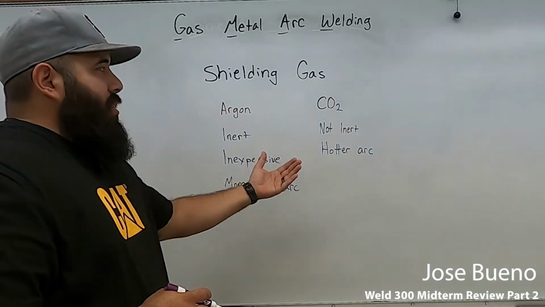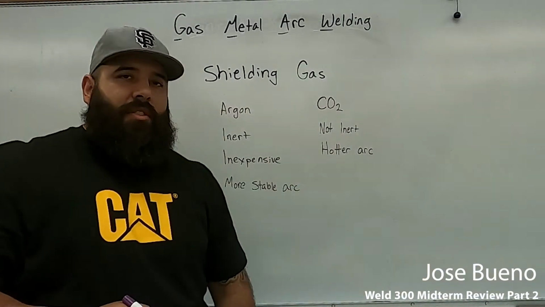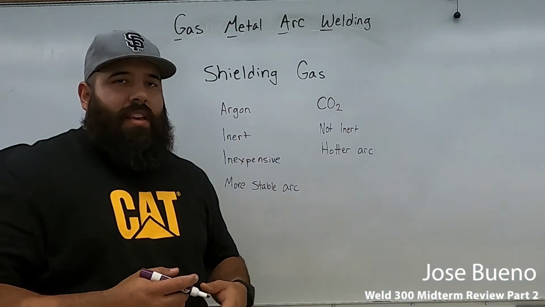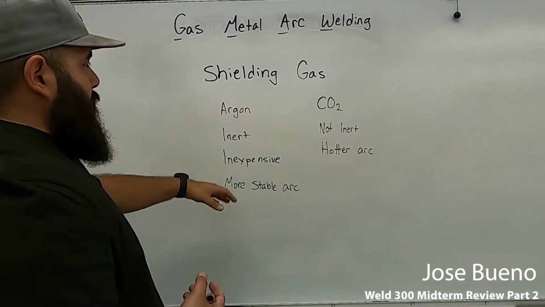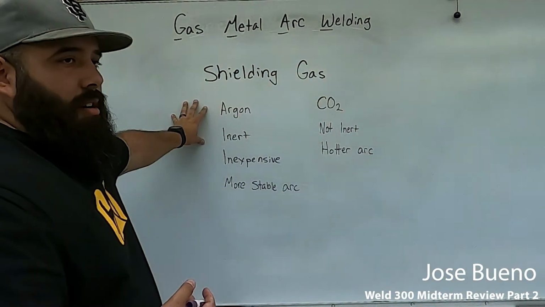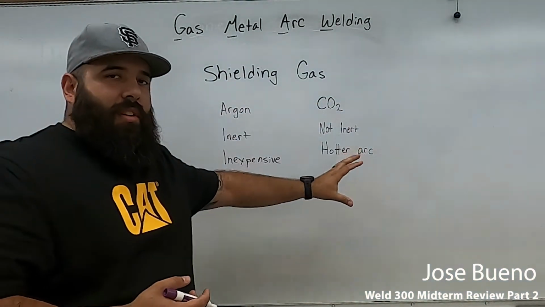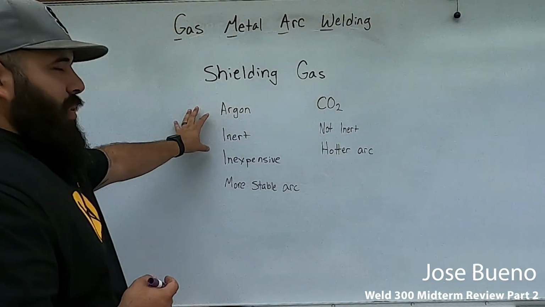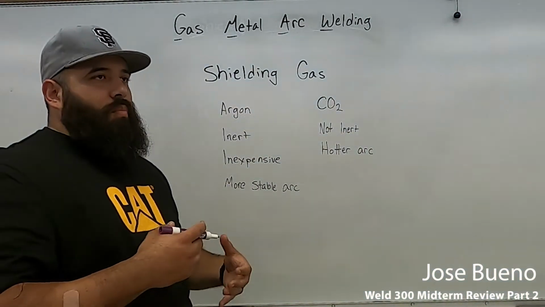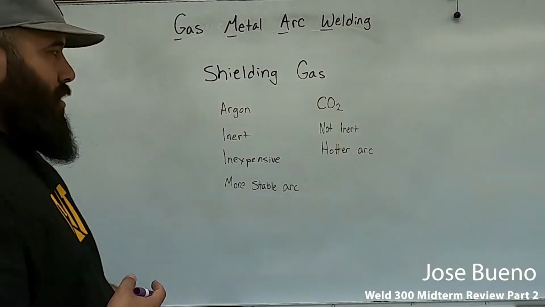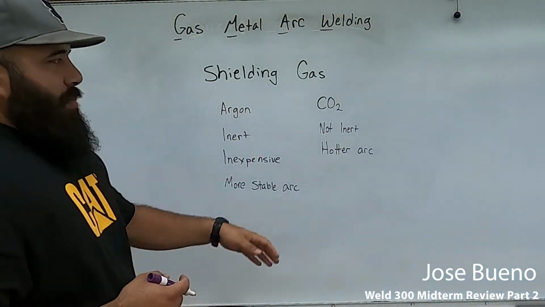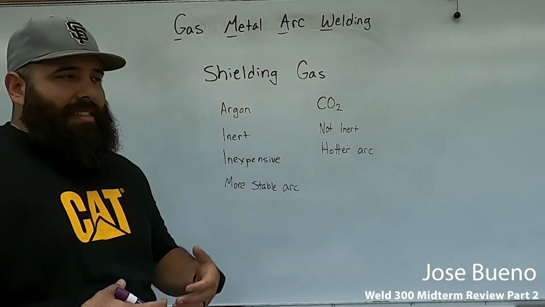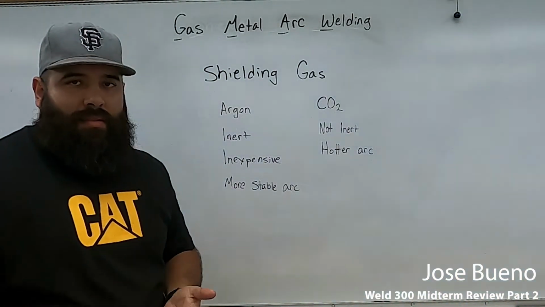The one thing that I will say about using 100% CO2 is that the amount of spatter that is going to be produced is going to be a lot more than by adding argon. So CO2 by itself, you're going to see a lot more spatter. By introducing argon into the mix, we can actually cut or reduce the amount of spatter. And the same thing, CO2 is relatively inexpensive to produce because it's in the very air that we breathe.